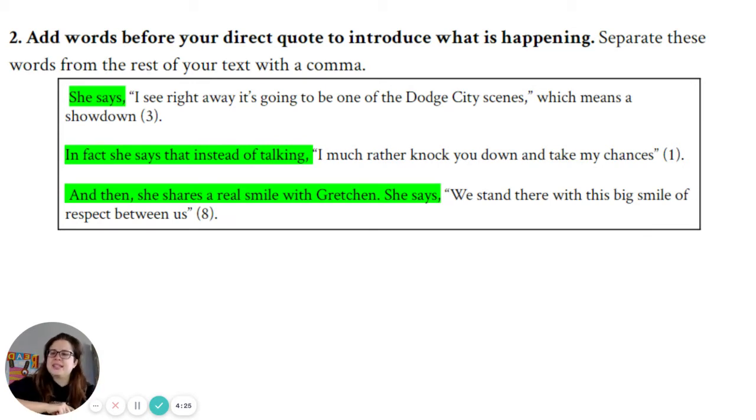Let's take a look at the second example. In fact, she says instead of talking, comma, quotation, I much rather knock you down and take my chances, quotation. It would have been weird if the author of this piece just put, I much rather knock you down and take my chances. We wouldn't have really had much context or much idea of what was happening. But they put these words before their quote to help set the scene. Notice how there's also a comma to separate these introductory words from the quotation.